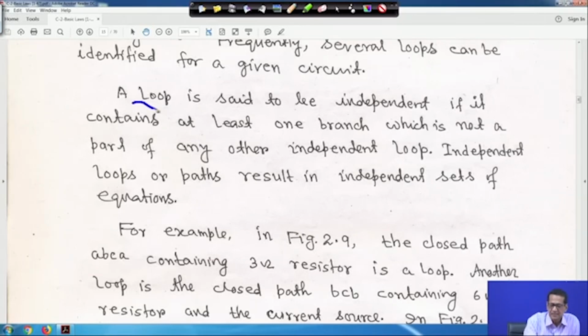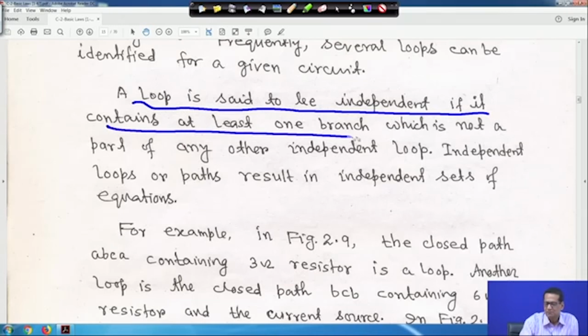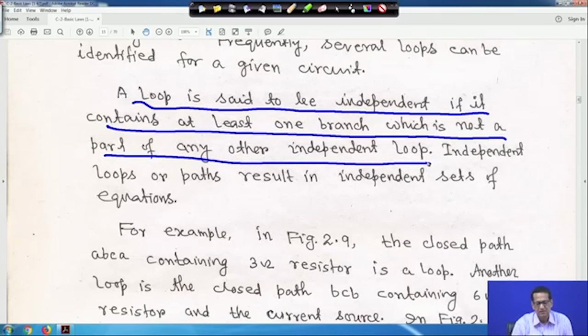That means a loop is said to be independent if it contains at least one branch which is not a part of any other independent loop. At least one branch should be there which cannot be part of the other independent loop. Although you will get 6 loops, only 3 loops will be independent.